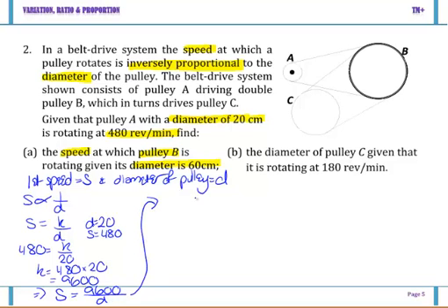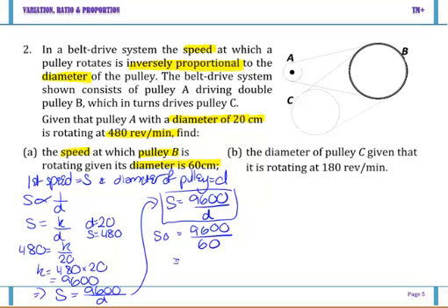Let's put that up here so you can see it a bit better. So s equals 9,600 over d. It then says the speed at which pulley B is rotating giving its diameter is 60. Well, we can use this general formula to look at that. So the speed of B is going to be 9,600 over 60, which is 160 revs per minute. Again, finish with a therefore statement, but I don't have enough room.